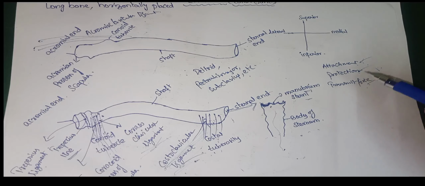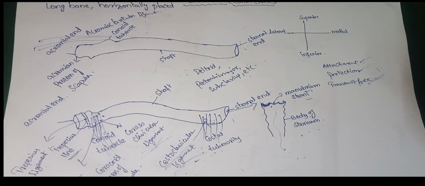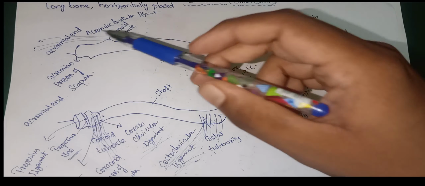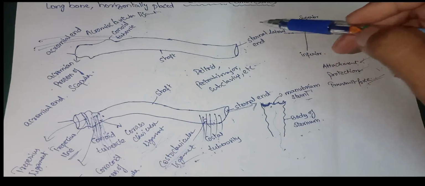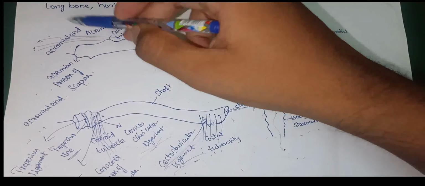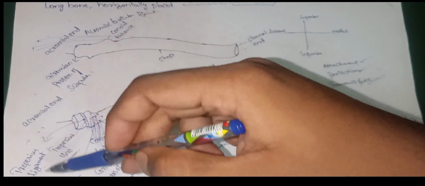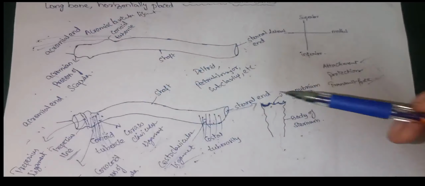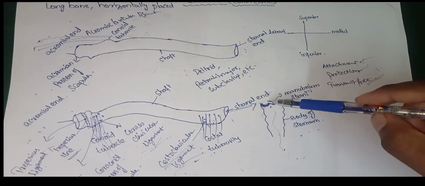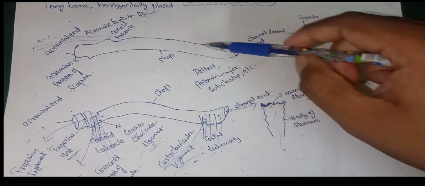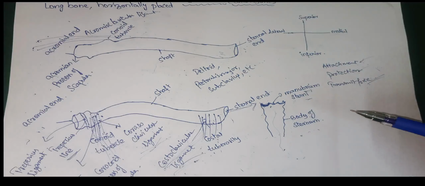The third function is transmit force, from the upper limb to the axial skeleton. It will transmit the force from the upper limb, meaning the arm, upper arm, forearm, shoulder, scapula, and hand. All these parts are called the upper limb. From there it transmits force to the axial skeleton.